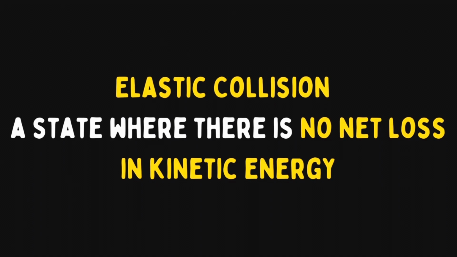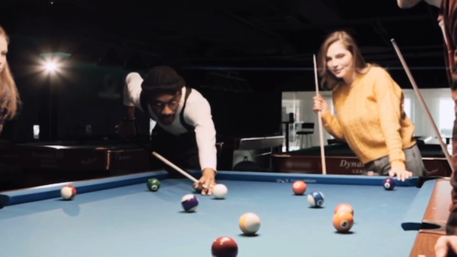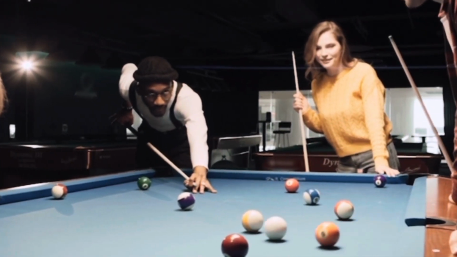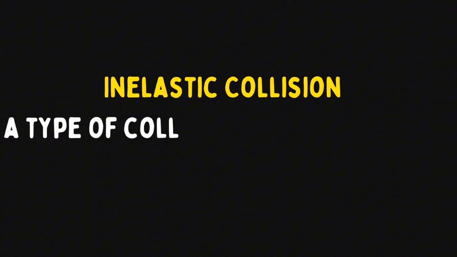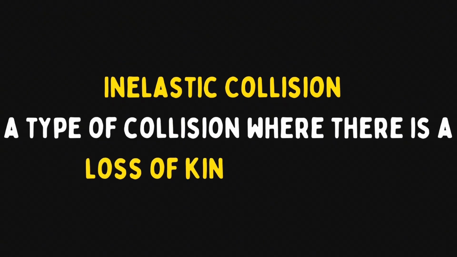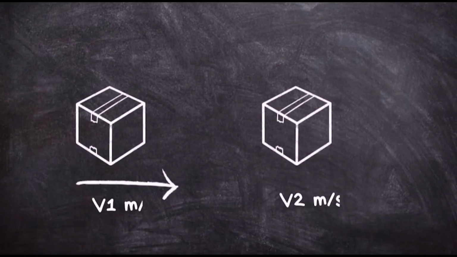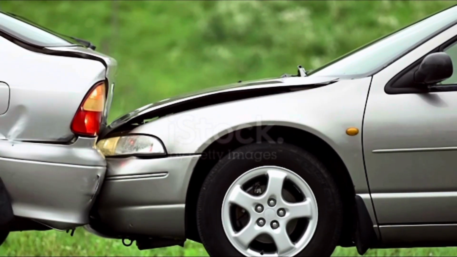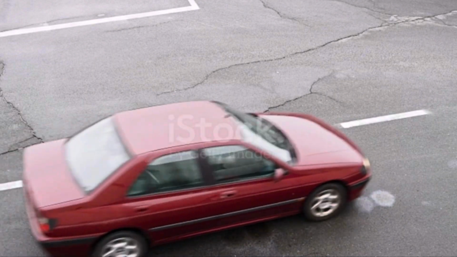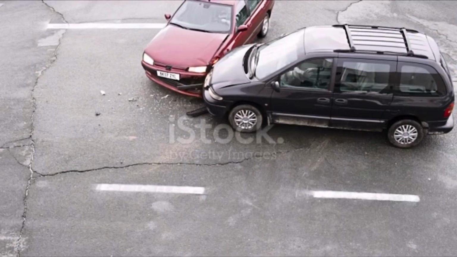In other words, when separate objects collide, they separate. Take a pool game, for example. When two of those pool balls collide, they just bounce right off each other. On the other hand, inelastic collision is essentially a type of collision where there is a loss of kinetic energy. In other words, when separate objects collide, they move together. Let's take a car crash as an example. When a car collides with another car, a lot of the time they continue moving in the same direction together.